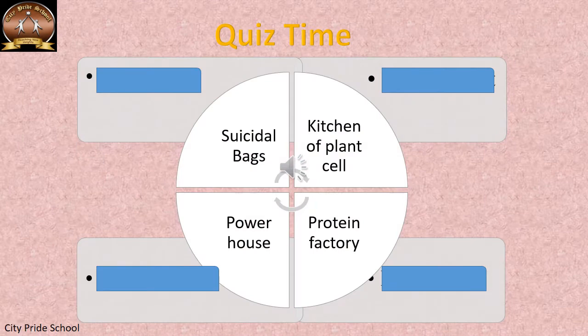Now here's a few questions. It's quiz time. So let's see whether you remember which organelle is termed as the suicidal bags. Yes, it is the lysosomes. Which is the kitchen of the plant cell? That's the chloroplast. The protein factory, which is the ribosomes, and the powerhouse, that is mitochondria.